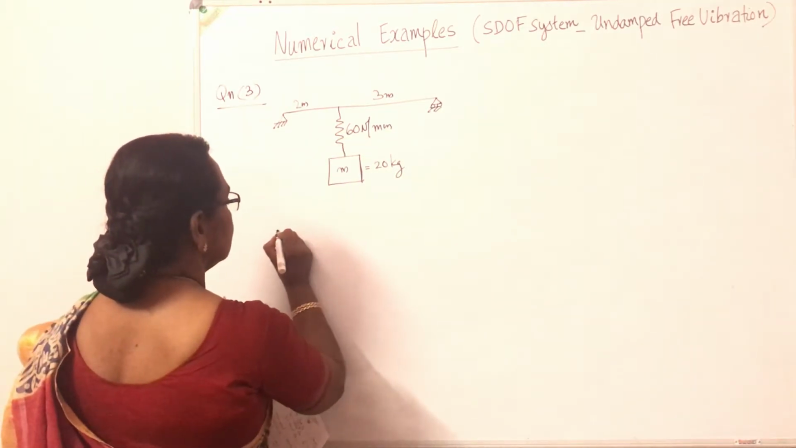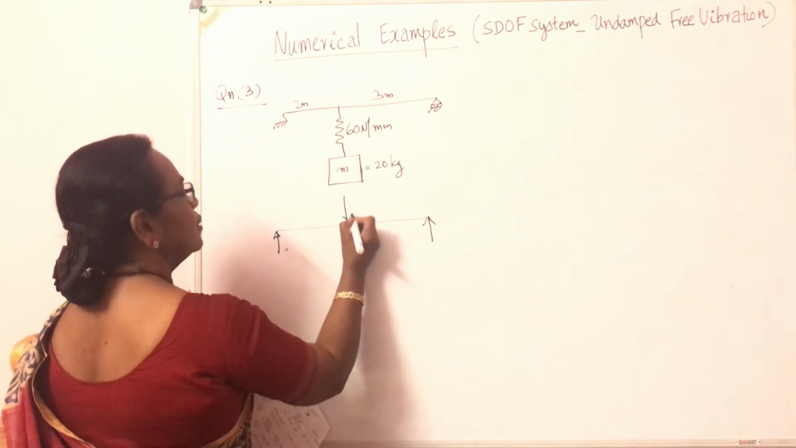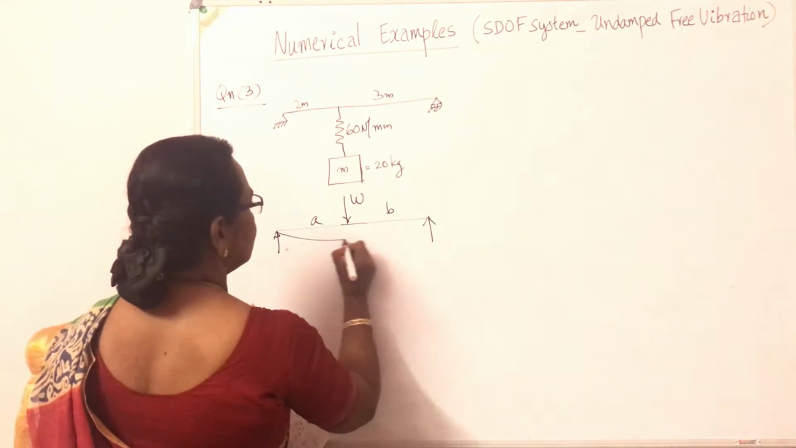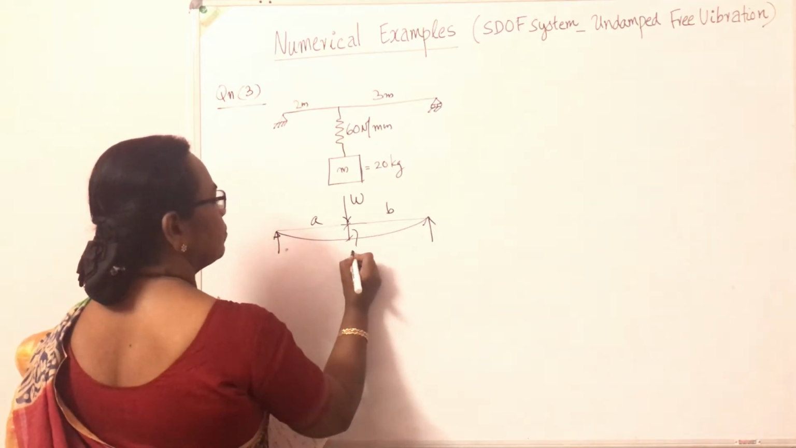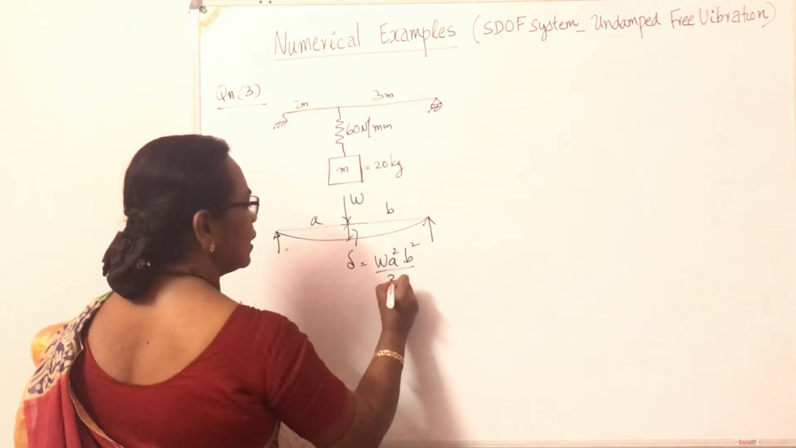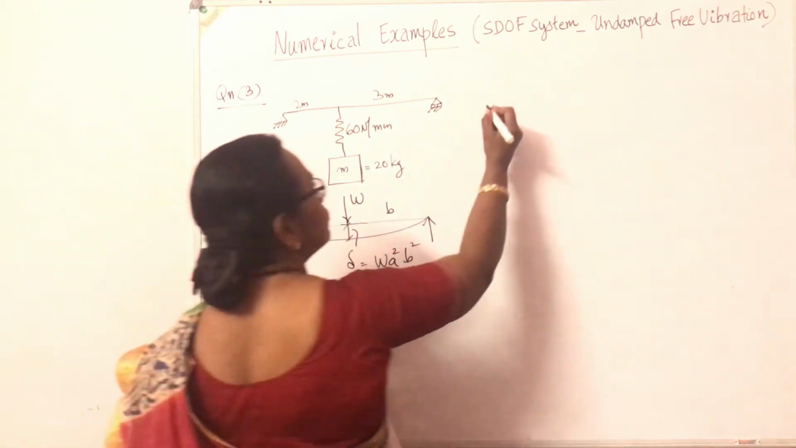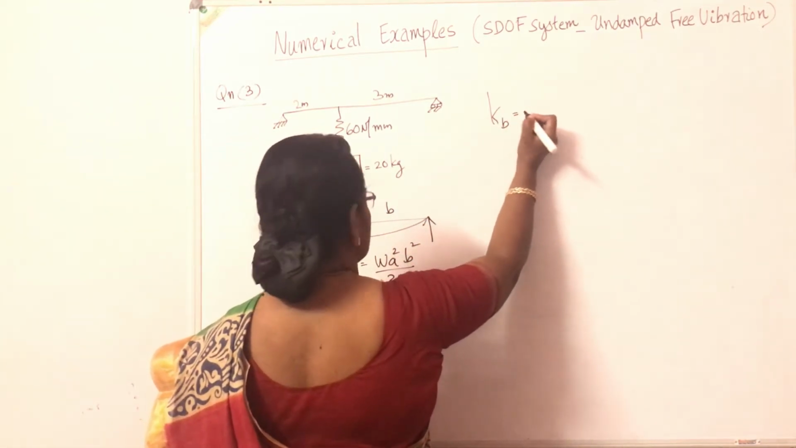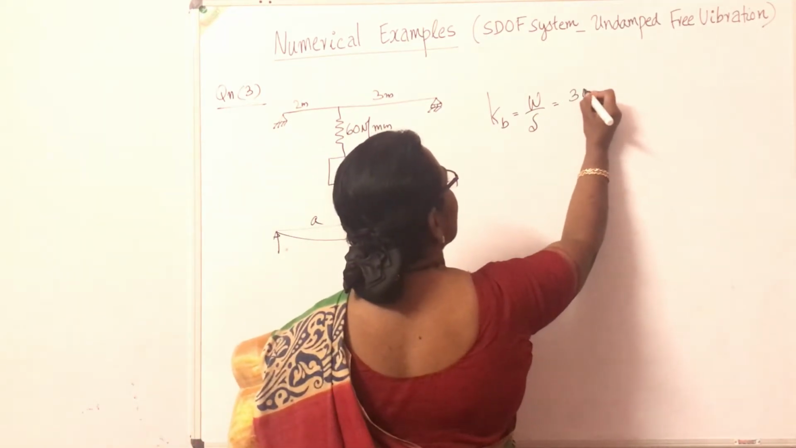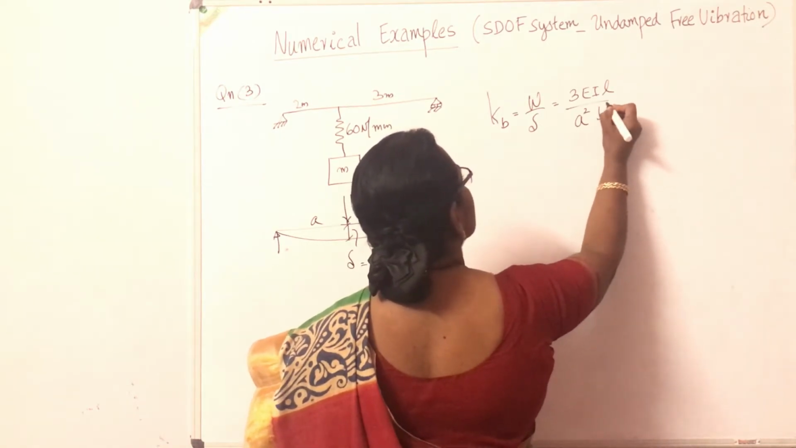So we have a simply supported beam with eccentric load W, say this is A and this is B. It undergoes a deformation, and this delta is W A square B square by 3EIL. So the stiffness of this beam is W by delta, which is equal to 3EIL divided by A square B square.